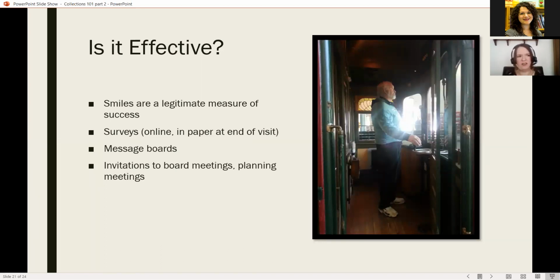I've also seen at larger institutions where they just have somebody observing the exhibit area and watching people interact. For me, that would be really uncomfortable. I don't like when people watch me when I'm interacting with exhibits and things. But it's an option. You can also do message boards and things like that.